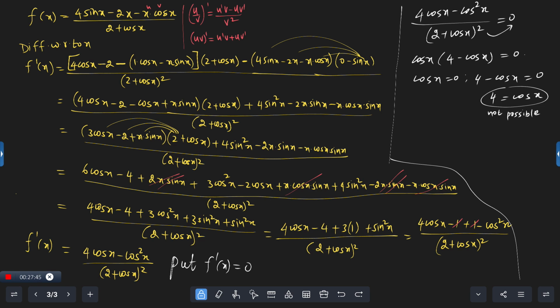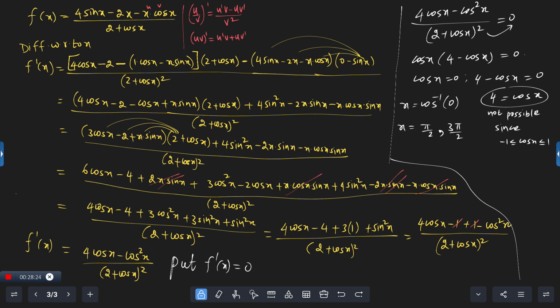Not possible, since minus 1 is less than or equal to cos x, which is less than or equal to plus 1. Then this is accepted. Where will you get 0 for cos x? 90, very good. So x is equal to cos inverse of 0. Is it only at 90 that you get 0? 90 and 270, that means pi by 2 and 3 pi by 2. At these two places you will get 0.